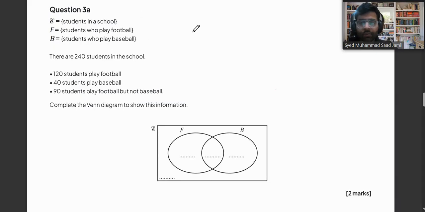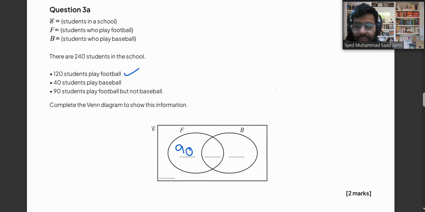Alright. Now we will do question 3a. Universal set is students in a school. F is students who play football. B is students who play baseball. There are 240 students in a school. 120 students play football, 40 students play baseball, 90 students play football but not baseball. Complete the Venn diagram. So look, the question says that 90 students play football but not baseball. It means that there are 90 students who only play football.